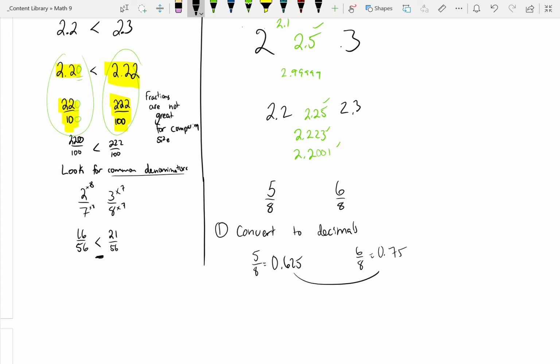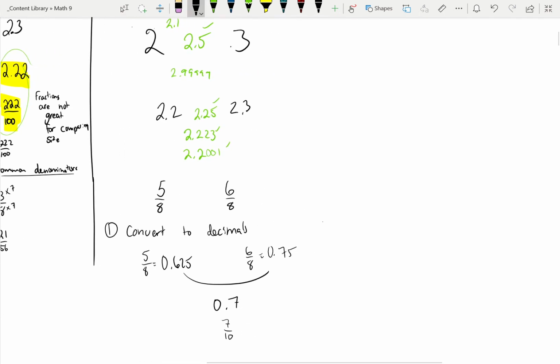So then it's easy to see a decimal in between these two numbers. I could do 0.7. And then if it asks me to do it as a fraction, I could do 7/10. The problem with this is if I have to find a fraction in between, then it's going to be potentially a lot harder to find if I convert to decimals. So then another option is leave as a fraction.